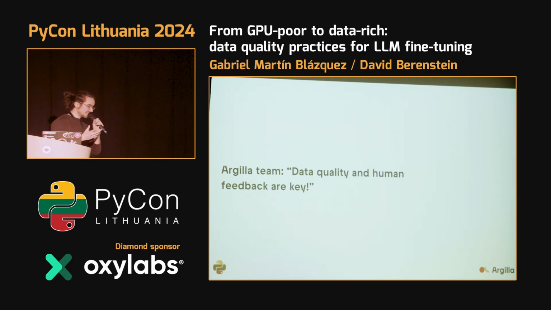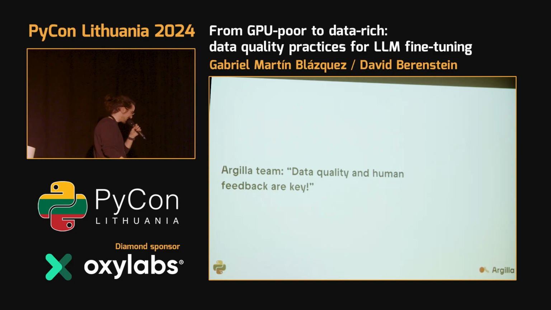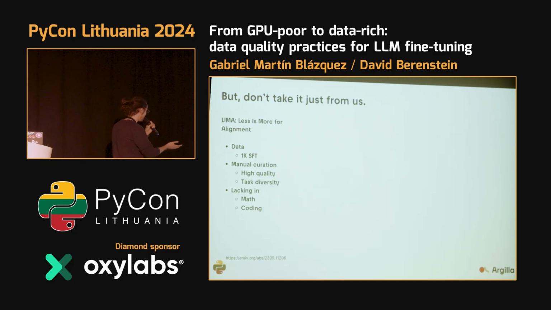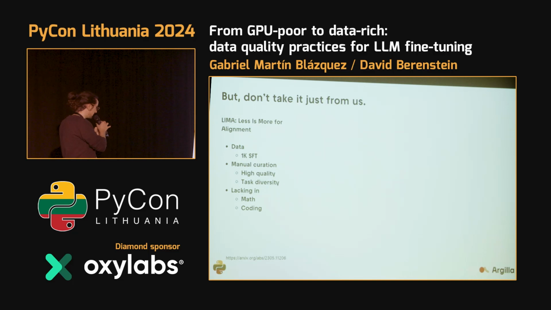So yeah, we insist a lot on social media that data quality and human feedback are key. But if you don't believe us, then you can read these recent papers that have verified that data quality is key, and not so much data quantity, for supervised fine-tuning and the alignment phase.